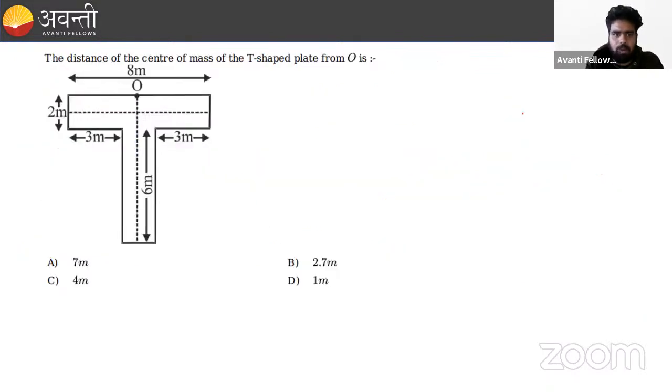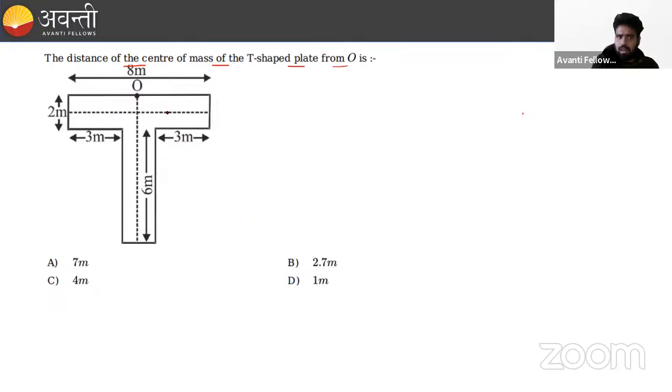Let's move to the next problem. In the next problem, again, it is a very beautiful problem that is asked in the center of mass section. In this problem, what is given? The distance of the center of mass of the T-shaped plate from the point O. Here a T-shaped object is given, and we have to calculate the center of mass.